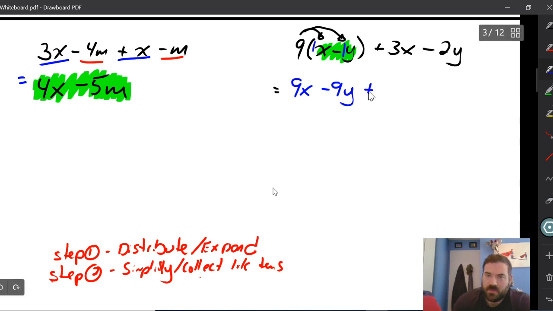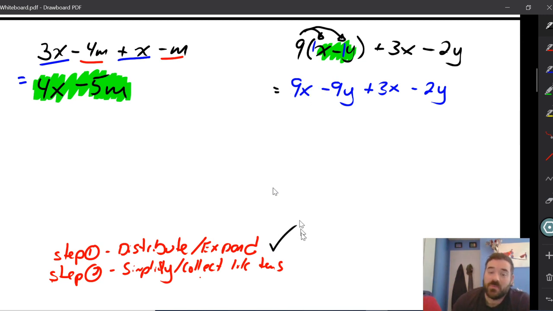And then I'm just going to write plus 3x and minus 2y. And as soon as I distribute the 9 into the brackets, what I'm basically saying is I've done what I should with the brackets, and the brackets disappear. So as soon as you distribute, you can remove the brackets, and so my final expression here after doing the distribution is 9x minus 9y plus 3x minus 2y. So I'm done my distribution. There's nothing else to distribute. There's no other brackets I have to deal with. So I can move on to simplifying and collecting.